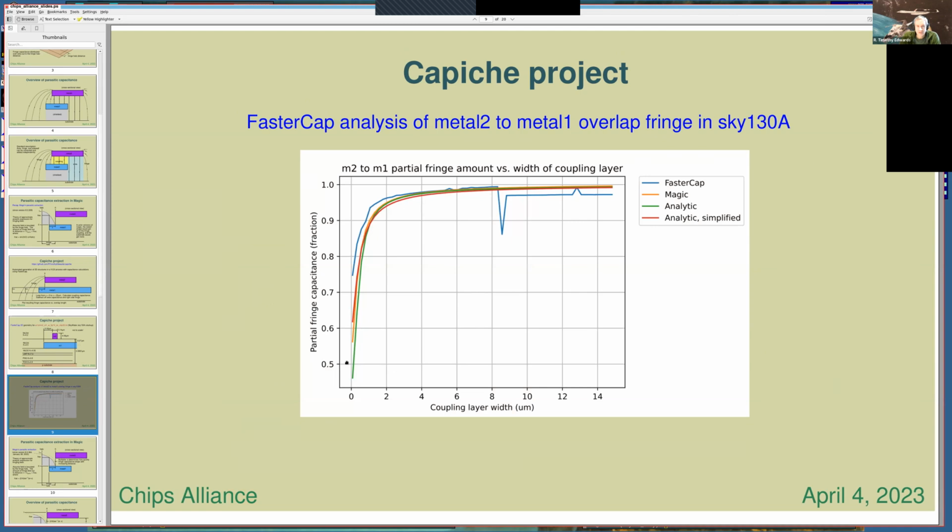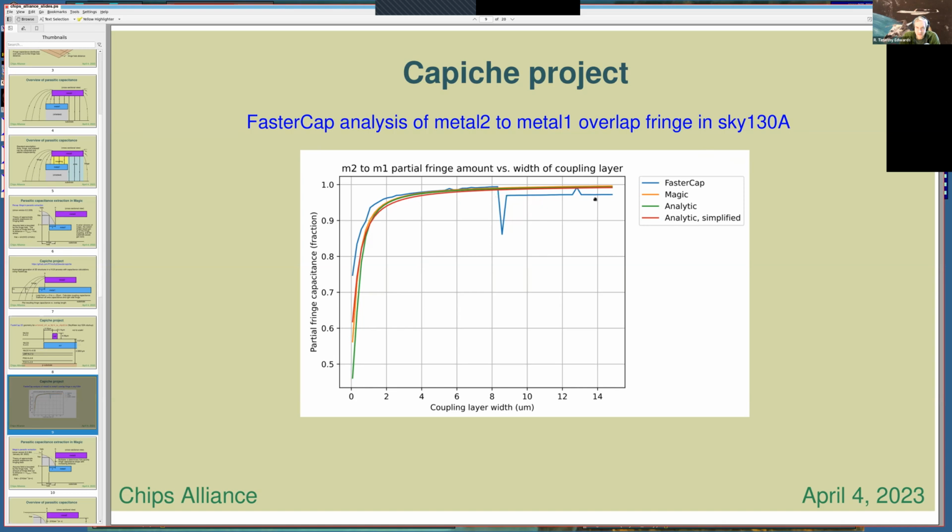So I looked at this graph for a while and played around with some curve fitting, and decided this is an arctangent. For every set of wire coupling, a wire over a shield wire, it always came out to be an arctangent, and I could model that accordingly. So I've got four curves here. One of them is FasterCap.